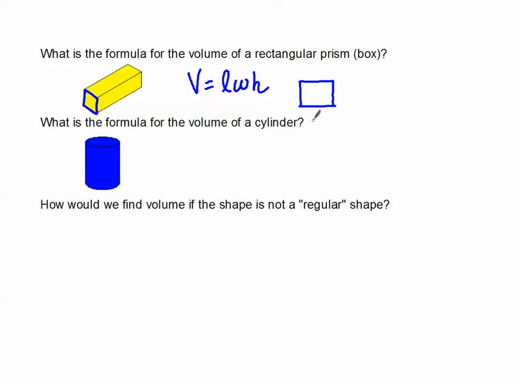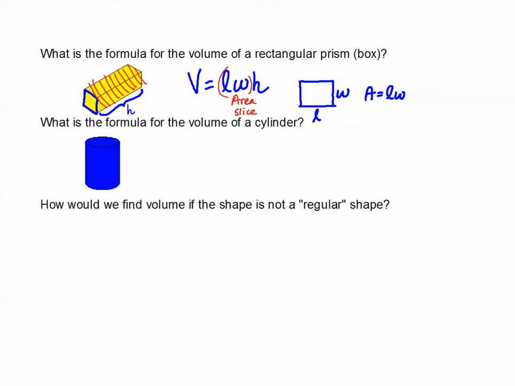the area of that rectangle is length times width. The height is that third dimension that we're multiplying that area by. So we've got the length times width, the area of one slice of that rectangular prism, times the height. Basically we're taking all of those slices, putting them next to each other and adding them up. How about in a cylinder?